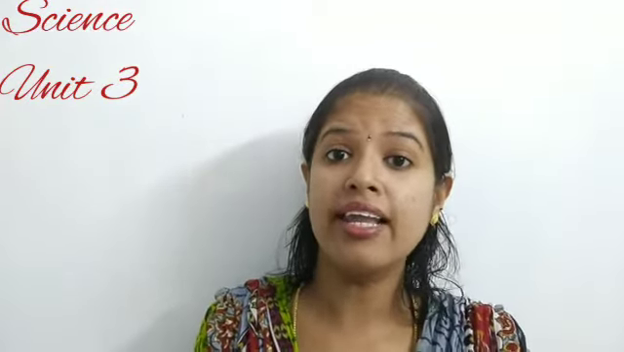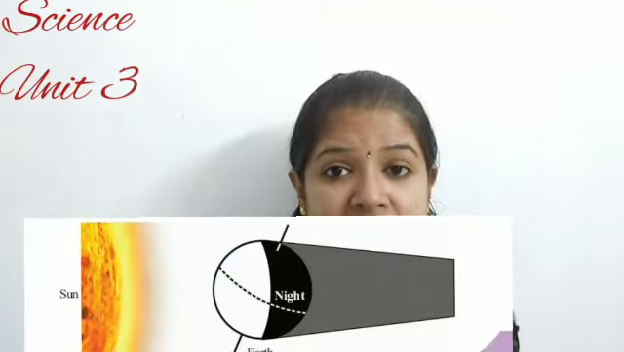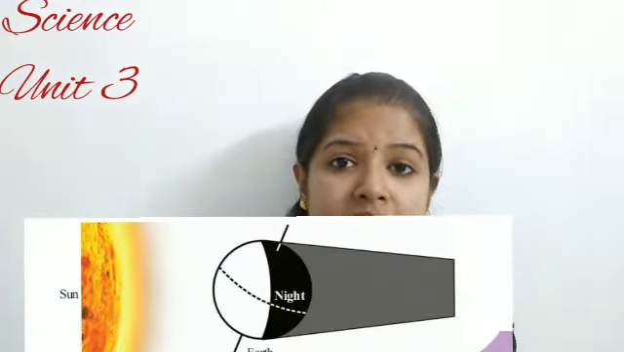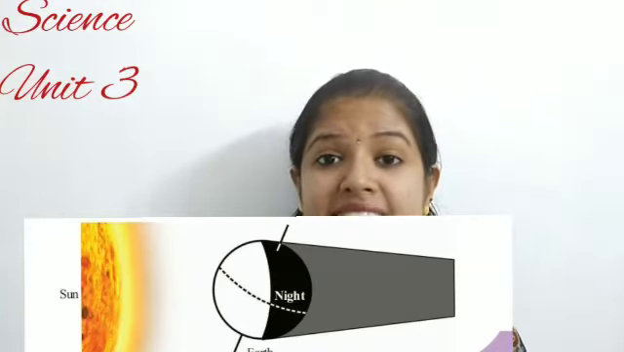When the sun's light falls on the earth, we will get day. But the other side, I told you, earth is an opaque object. So it will not allow the light to pass through it. So one side will be day and the other side, which is darkness, will be night. So this is how we are getting day and night.